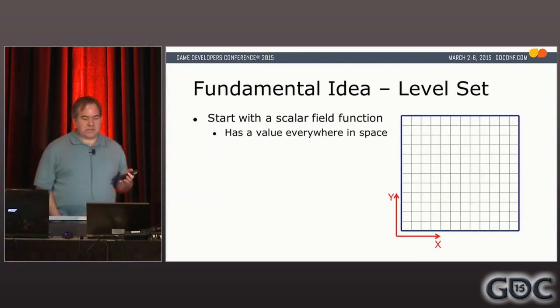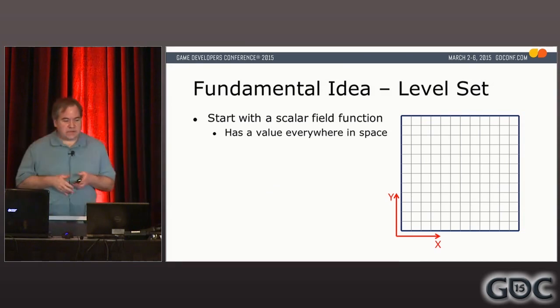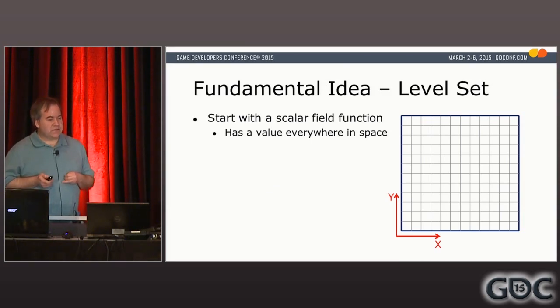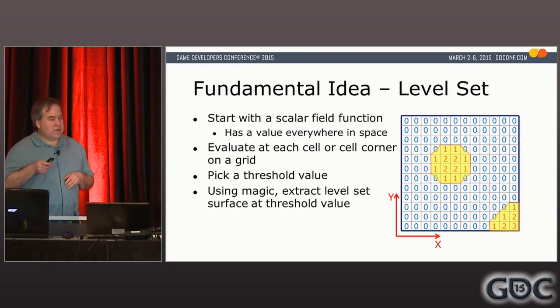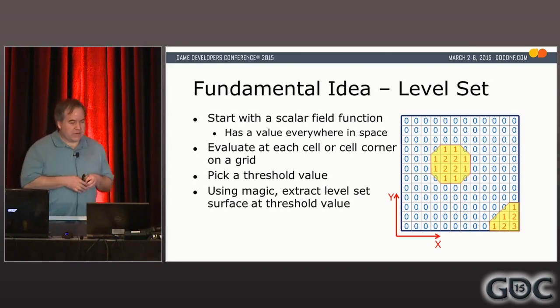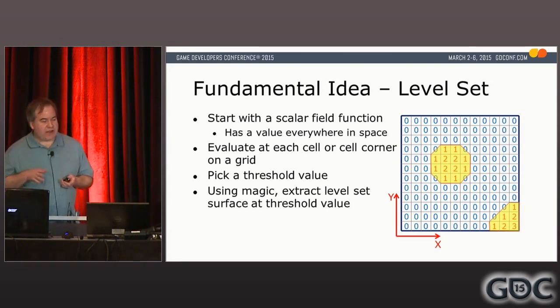So the basic idea is that you have some kind of field function that's defined everywhere in space. Once you've evaluated the field based on this field function, you pick a threshold value that defines the geometry you want to extract from it. I've got the thing down there, using magic to extract the level set. Well, you're not really going to use magic. There are just different techniques that you would use to extract it.